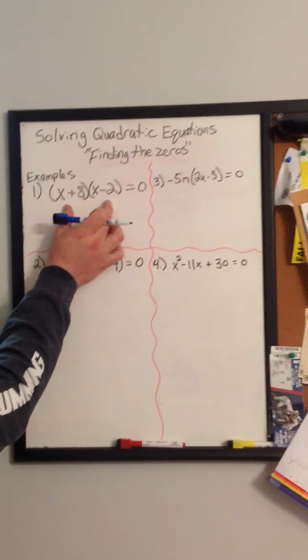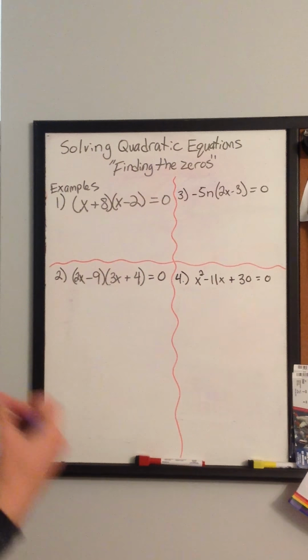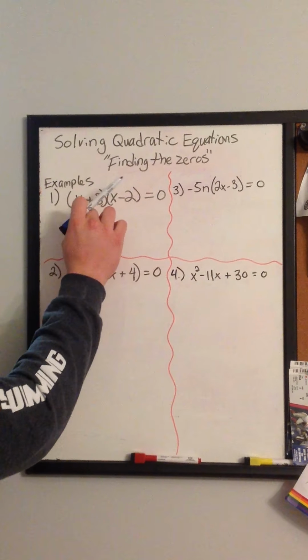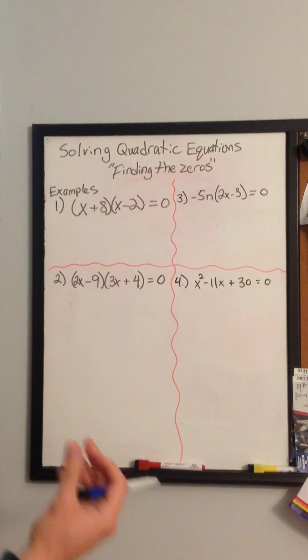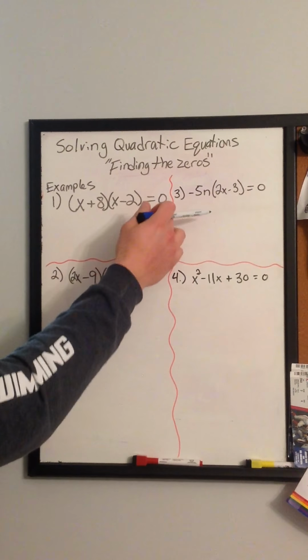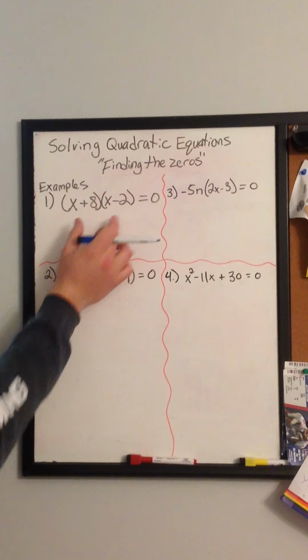So if you look at example number 1, we have two factors here. This is a factored form of a quadratic, and we have these two things equal to 0. So x plus 8 times x minus 2 is equal to 0. What you want to focus on is that whenever we have a product, when you're multiplying two terms, and they equal 0, one of those two things has to be equal to 0 in order to get 0. One thing times 0 is equal to 0. So we have to figure out what numbers will make either one of these equal to 0.